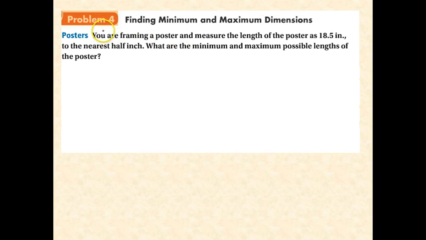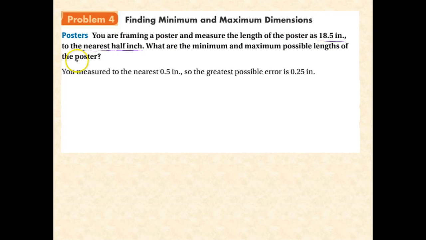So, you are framing a poster, and you measure the length of the poster as 18.5 inches to the nearest half inch. So you got a ruler that has inches and half inches on it, but nothing else. What are the minimum and maximum possible lengths of the poster? You measure to the nearest half inch, so the greatest error is 0.25 inches in either direction.